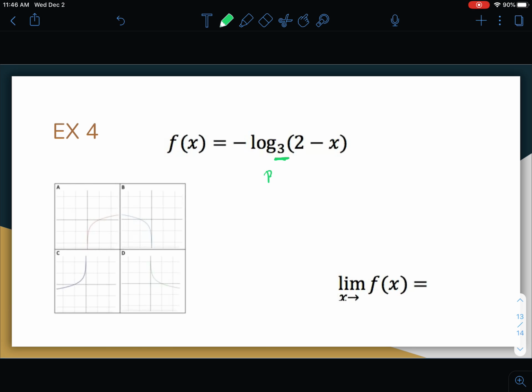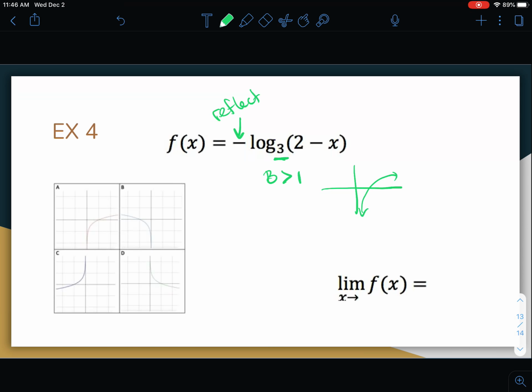Now, example 4, here's where things are going to get a little different. Here's my base. The base is still greater than 1. So we think about, okay, what does that graph look like? That graph looks something like this, okay? And then, oh man, we're going to have to reflect across the x-axis, right? So after I reflect, so a is less than 0, which means we're going to look like this.